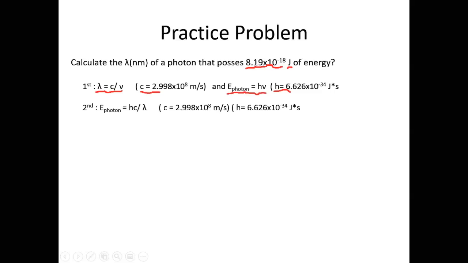So then what we're going to do is combine these two equations and get a relationship between energy and lambda. Again, energy and wavelength are inversely related to one another. So if you notice here, the energy is very small, on the order of 10 to the negative 18. So that means the wavelength is going to be very large.